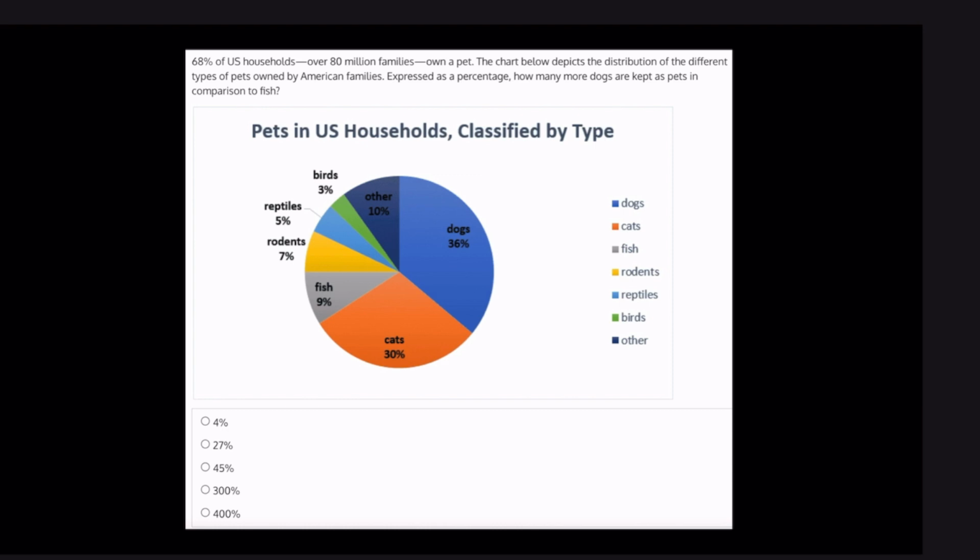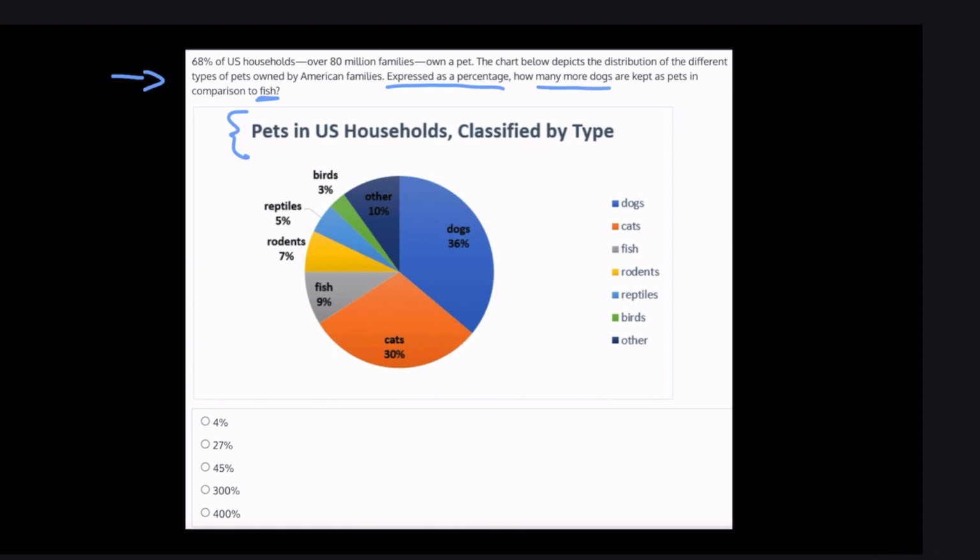So first we'll look at the title of the chart here, which is towards the top of our screen. So pets in U.S. households classified by type. Then we're going to go ahead and read the question itself. So 68% of U.S. households, over 80 million families, own a pet. The chart below depicts the distribution of the different types of pets owned by American families. Express as a percentage how many more dogs are kept as pets in comparison to fish.